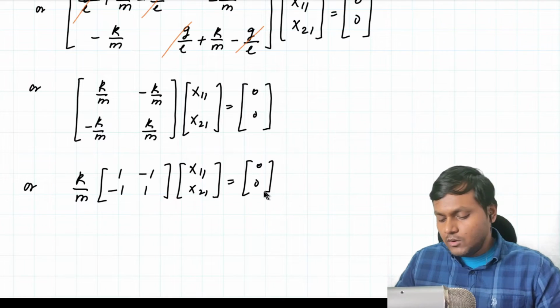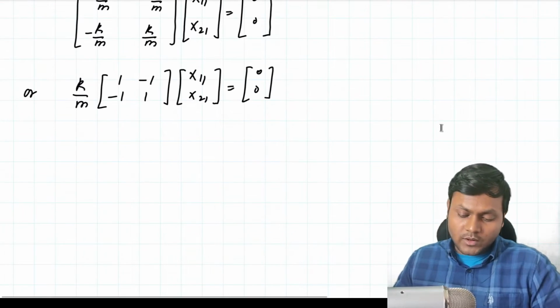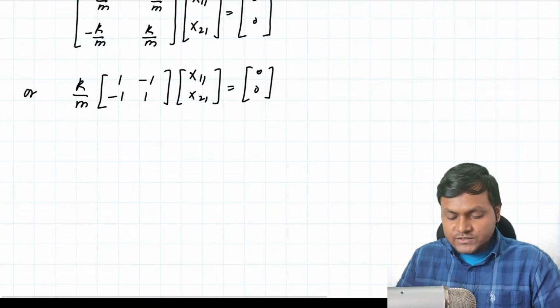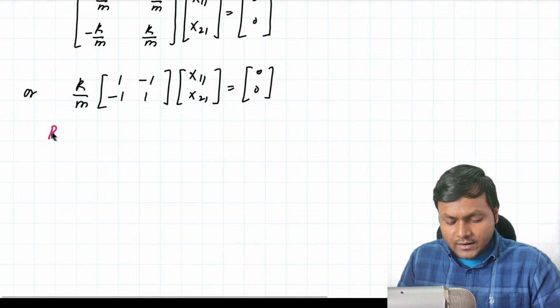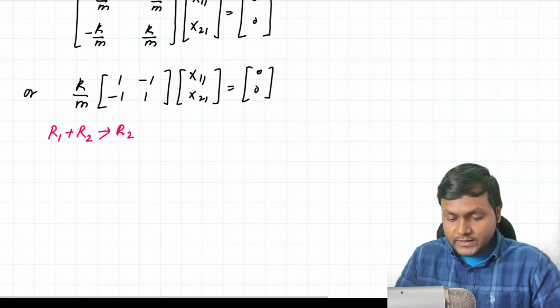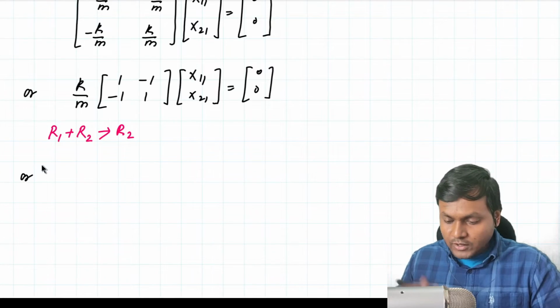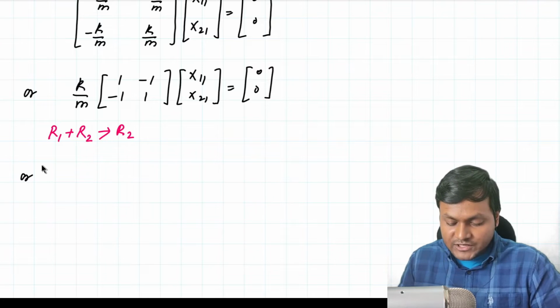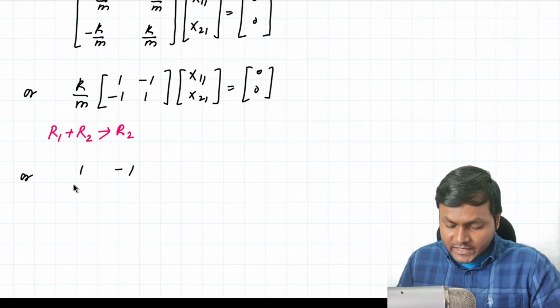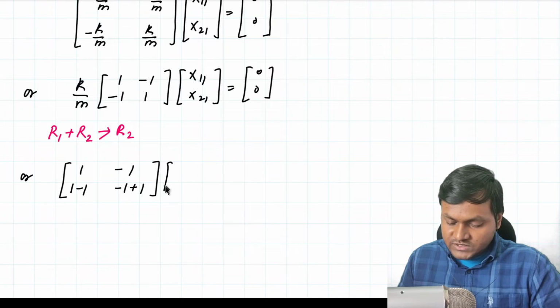If I'm interested in finding out what is the relationship between x11 and x21, what I can do is I can reduce this first matrix. So to reduce this first matrix, what I'll do is I'll add row 1 with row 2 and I'll substitute that in row 2. All right, so if I do this, of course k upon m goes to the right hand side, it vanishes. And if I do this, the first row is still 1, minus 1, but the second row is 1 minus 1 and minus 1 plus 1. So it becomes 0, right?